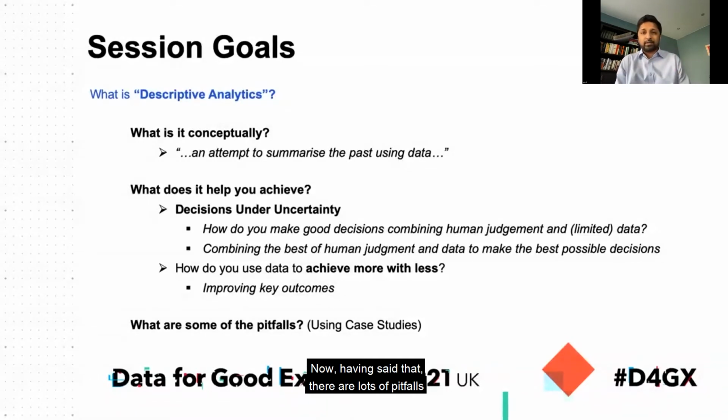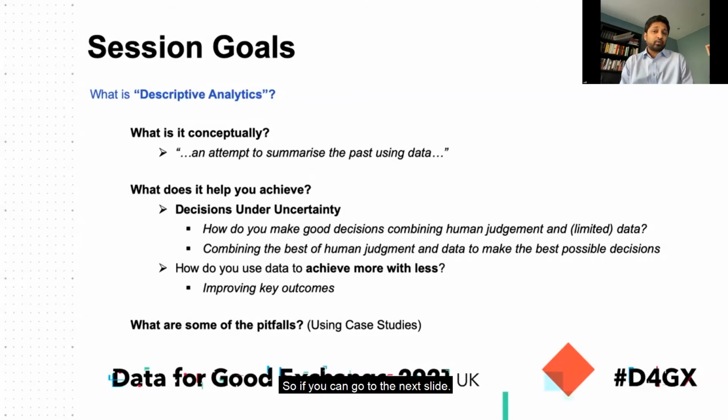Now, having said that, there are lots of pitfalls to descriptive analytics and data analytics in general. And the way we thought it would be useful to articulate this would be through case studies. So if you can go to the next slide.